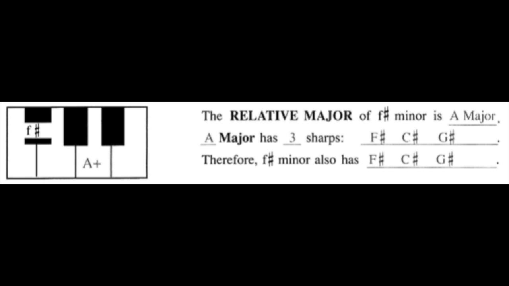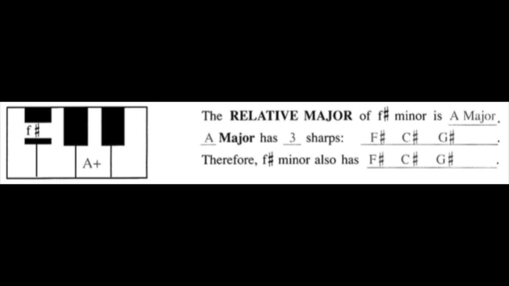Capital A, capital M. So, the relative major of F sharp minor is A major, because we started on that F sharp, we went F sharp, one up to G, one up to G sharp, and then one up to A. So those are those three semitones to figure out our relative major. Then we let them know that A major has three sharps, and what those sharps are, being F sharp, C sharp, and G sharp. And therefore, F sharp minor also has those three sharps.